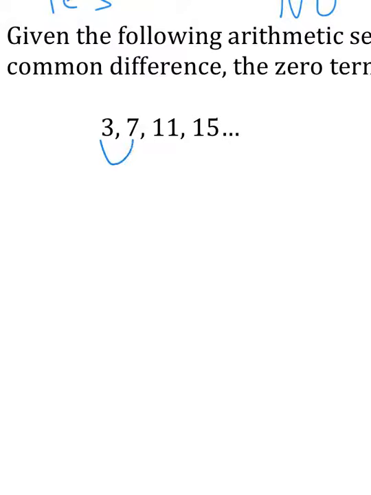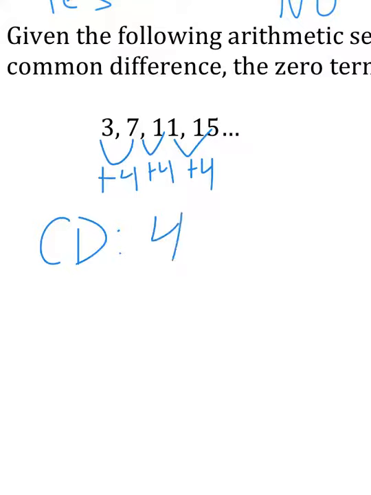Okay, so we have 3 to 7, well, that's plus 4. We can still check those. 7 to 11, that's another plus 4. And 11 to 15, plus 4. So my common difference, which I'll just write down as CD, is going to be 4.